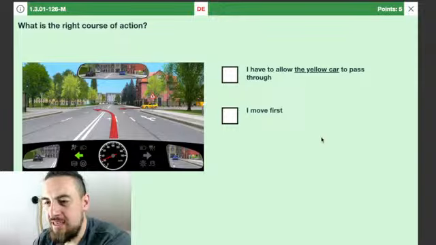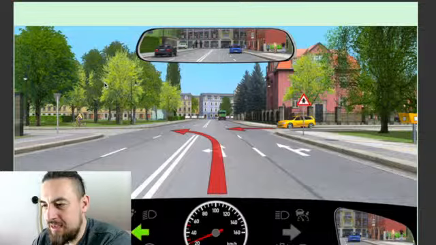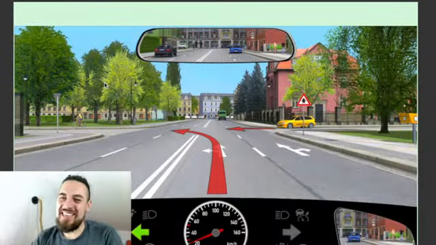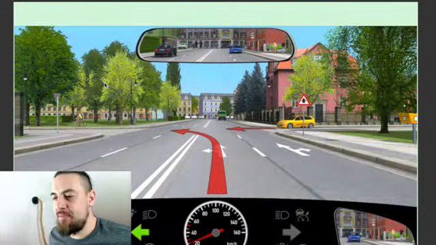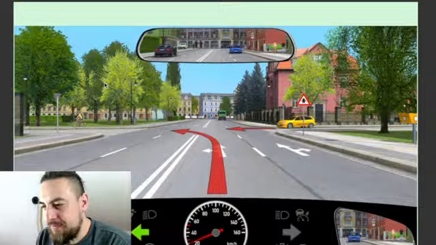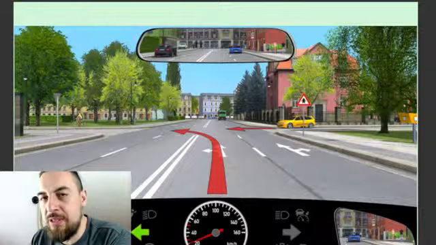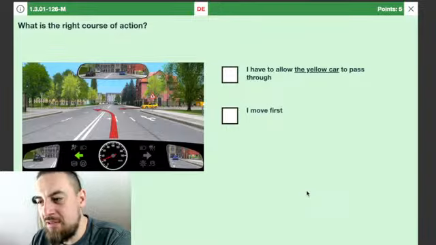All right. What is the right course of action? Let's have a look. Think again. It happens. That's why right now you're not in exam, so no worries. Think here at this picture. First check which sign has priority, or which sign is regulating the crossing, and then take a decision who's going first. What is the right course of action? I have to allow the yellow car to pass through. I move first.